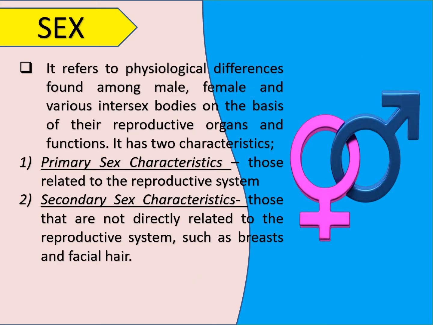Next, let us define sex. Sex refers to physiological differences found among male, female, and various intersex bodies on the basis of their reproductive organs and functions. So sex has two characteristics. The first one is the primary sex characteristics, those related to the reproductive system. The second type is the secondary sex characteristics, those that are not directly related to the reproductive system, such as breasts and facial hair.